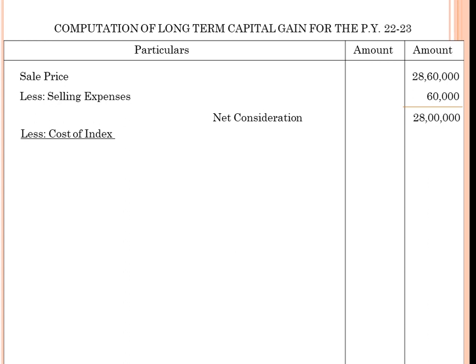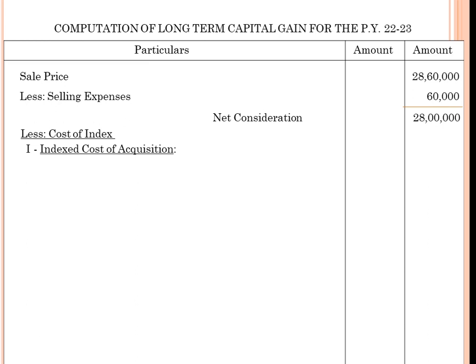Followed by, less cost of indexation. Do you know the meaning of indexation? Yes, indexation is nothing but finding the present value of past investment. So in indexed cost, first we find the indexed cost of acquisition. What is the indexed cost of acquisition? The cost of acquisition, simply say the cost of purchase.